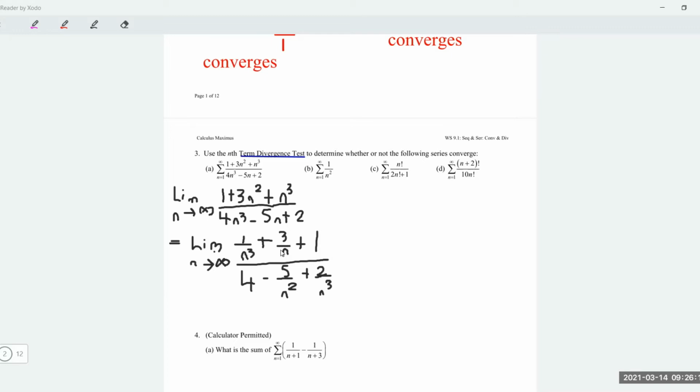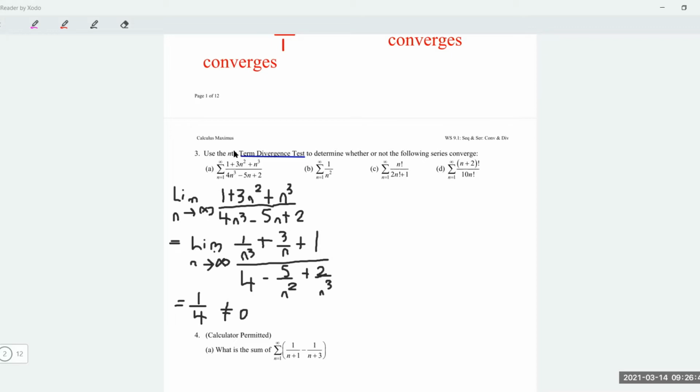3 over infinity is 0, plus 1. So we get 1 in the numerator over, applying n as infinity, 4 minus 5 over infinity is 0, plus 2 over infinity is 0. So it works out to be 1 over 4. But 1 over 4 is not 0. So that means that the last term doesn't go to 0.